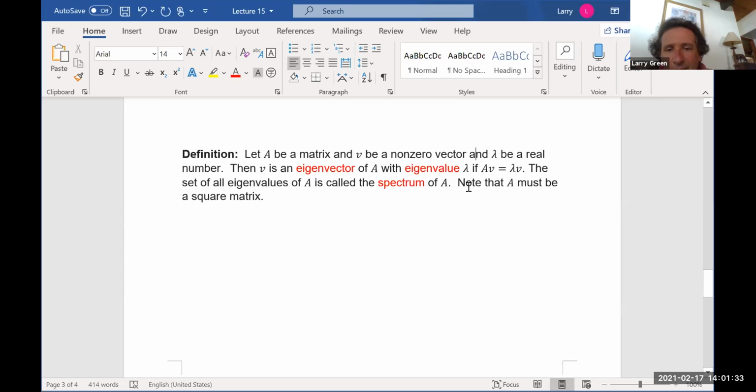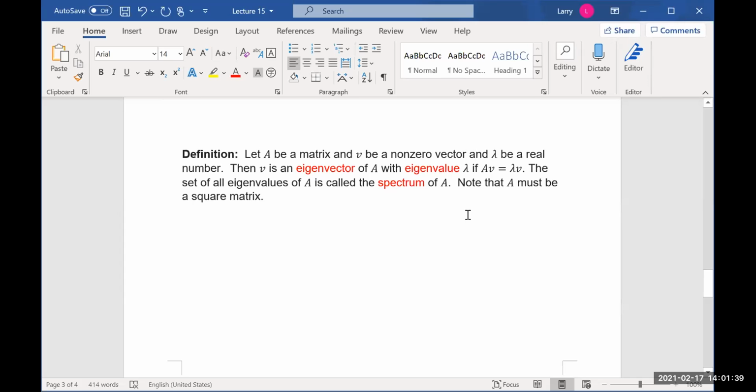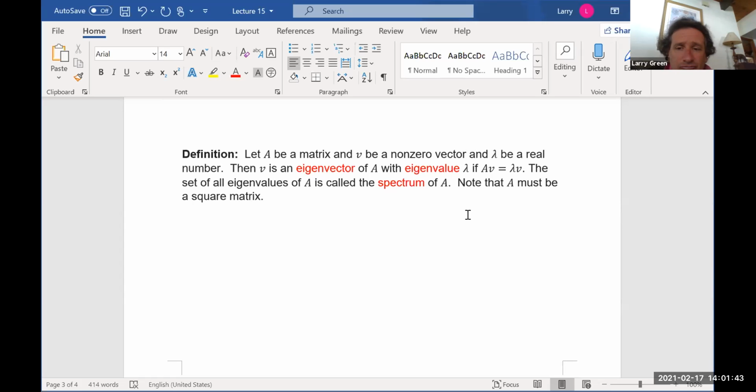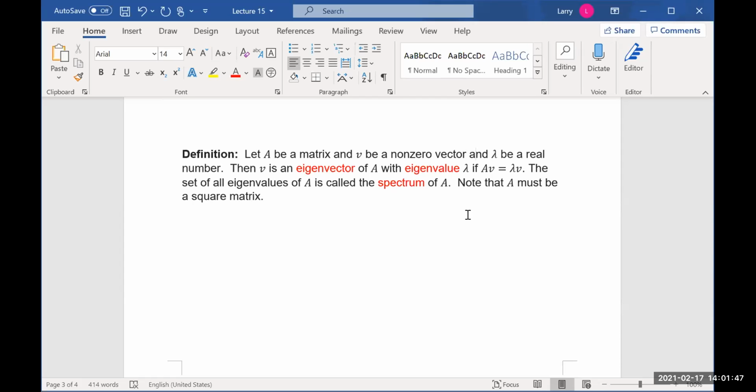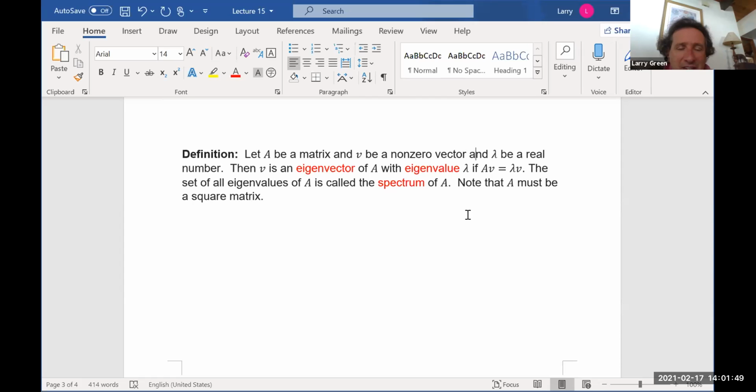Okay, and then note A must be a square matrix. Why must A be square? To have an inverse? No, it doesn't have to have an inverse, actually. A does not have to have an inverse. But why must it be square for this definition to even make any sense? Anyone know? So I'll let you look at it.